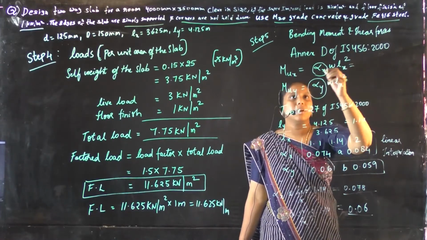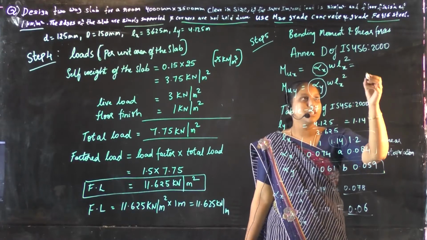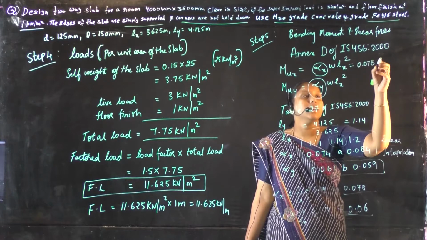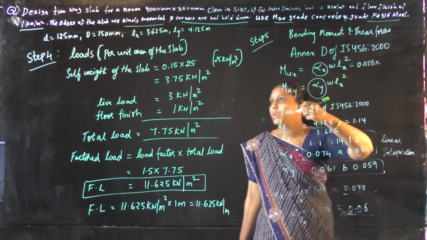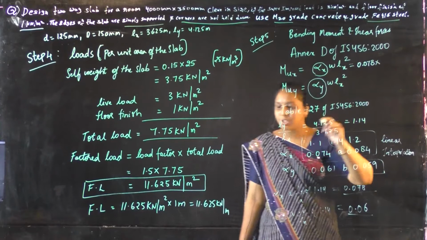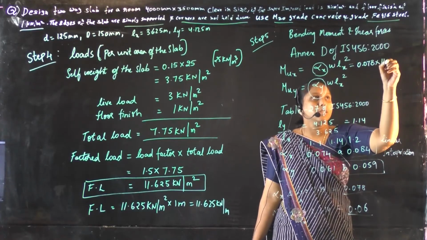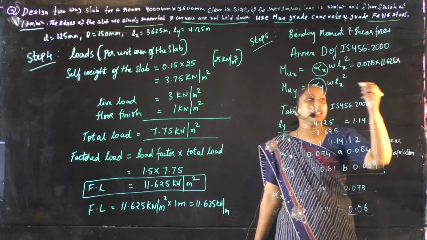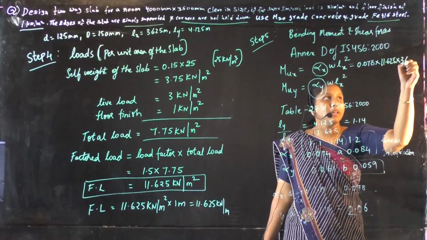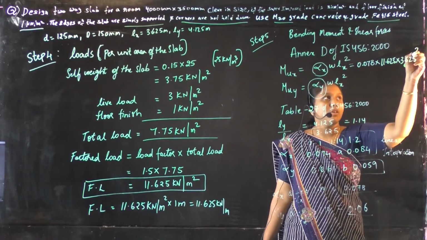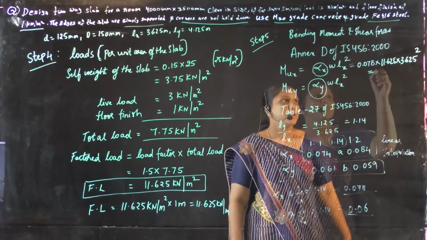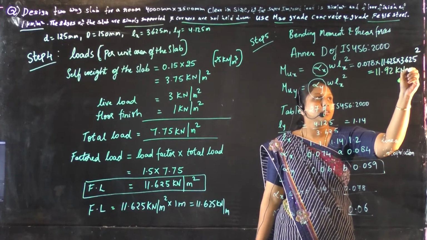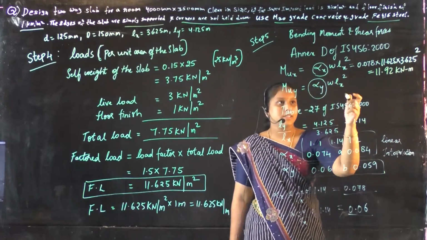So MUX is equal to alpha x, which is 0.078, into W. What is W here? It is the factored load, which is 11.625, into Lx. How much is Lx? It is 3.625 whole square. So this will give you 11.92 kilonewton meter. And calculate the similar way for this also.